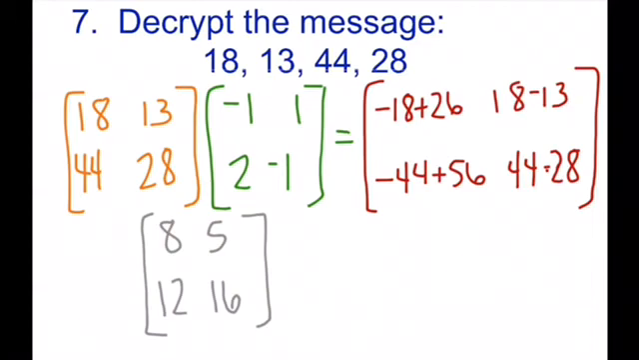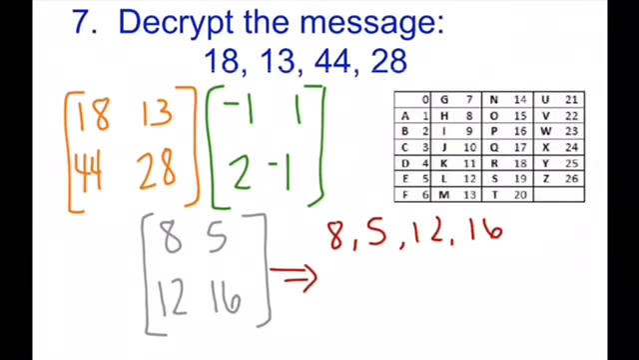Alright, so our end result is 8, 5, 12, 16. So what does that mean? I would need to use my alphabet chart, and I'd write the list of numbers as 8, 5, 12, 16, and then using my alphabet chart I'm going to find out that 8 means H, and 5 means E, and 12 means L, and 16 means P. And so that means that my message is help.